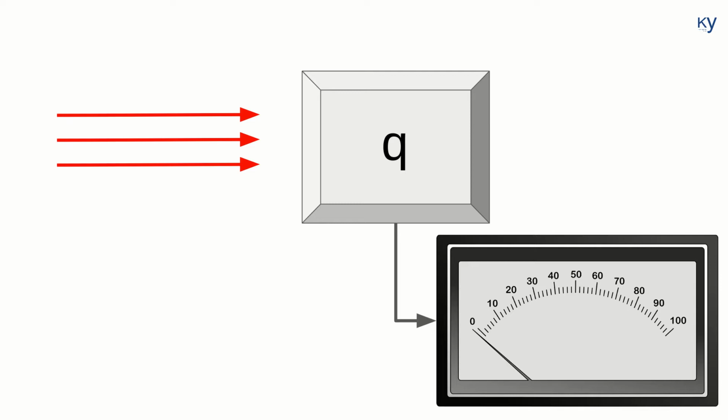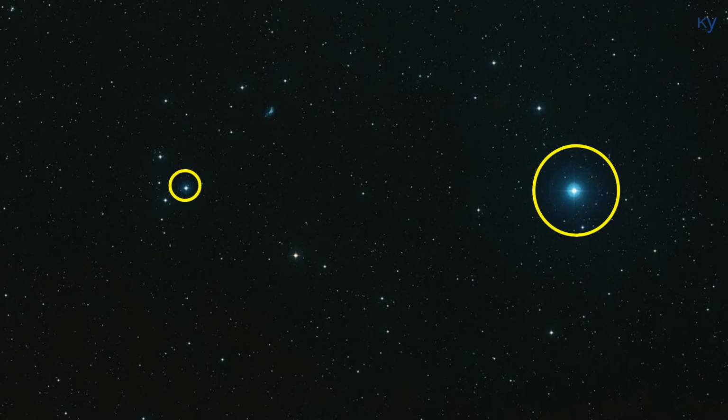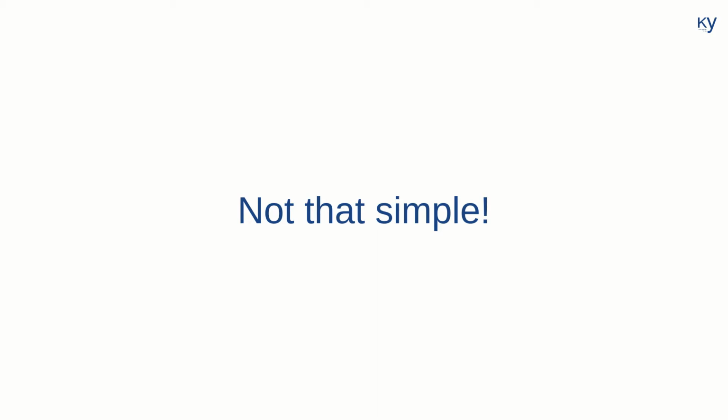Now we can solve our problem of determining which star is brighter and by how much by taking the light from each star and measuring how much charge it generates. So let's say that the star on the left generates a charge Q and the star on the right generates a charge 5Q. So can I now simply say that the star on the right is 5 times brighter? Well, it's not that easy. Let's try and understand why.